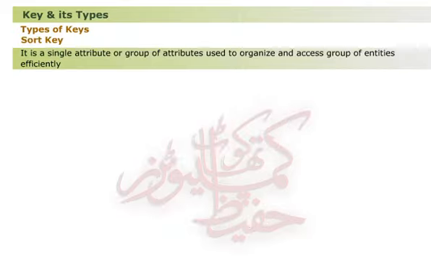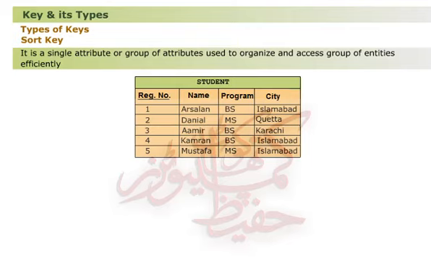Sort key. It is a single attribute or group of attributes used to organize and access a group of entities efficiently. Consider the example as shown. If it is required to access all students belonging to Islamabad, the search is started from the first entity and continues sequentially till the end of entities. All the entities matching the criteria are accessed. It takes a long time and all the entities must be read and compared against the desired access.